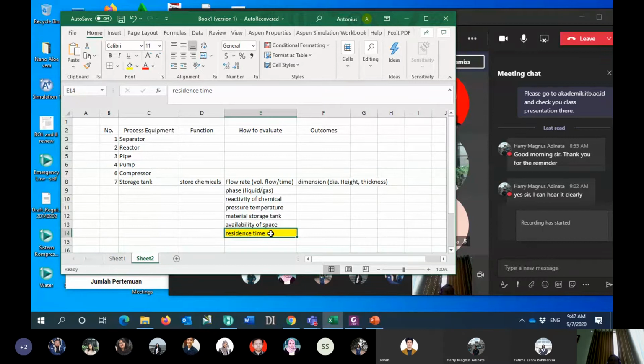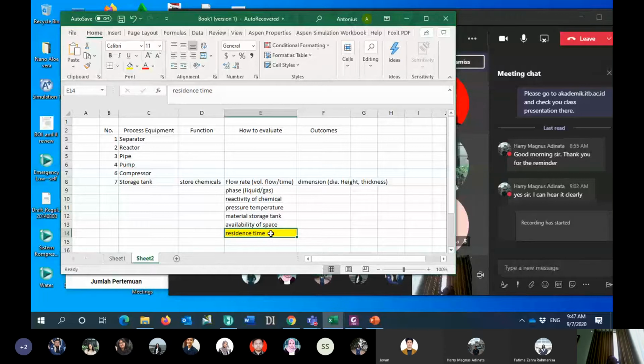Okay, so we need the correlation of residence time to connect the flow rate of the product and the dimension as an outcome of your storage tank. Now, defining residence time usually depends on the transportation.